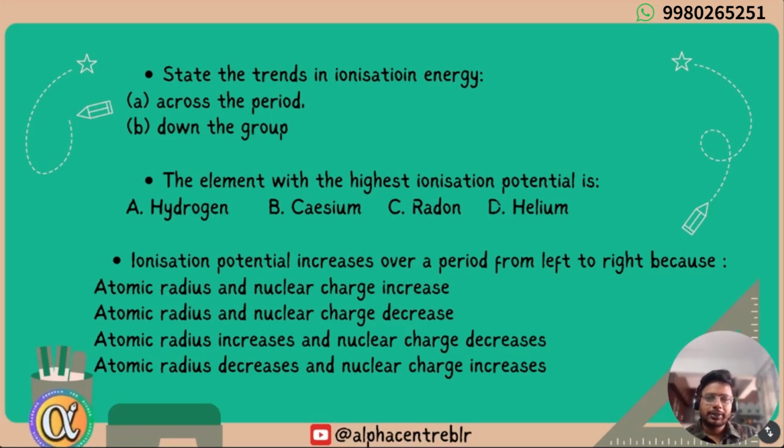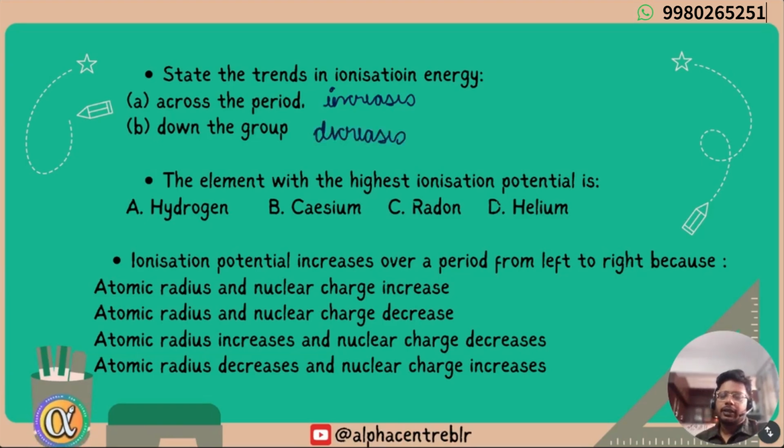Across the period, ionization potential increases, and down the group it decreases. Therefore, can you tell me which element will have the highest ionization potential? I think it is one of the smallest in the periodic table.